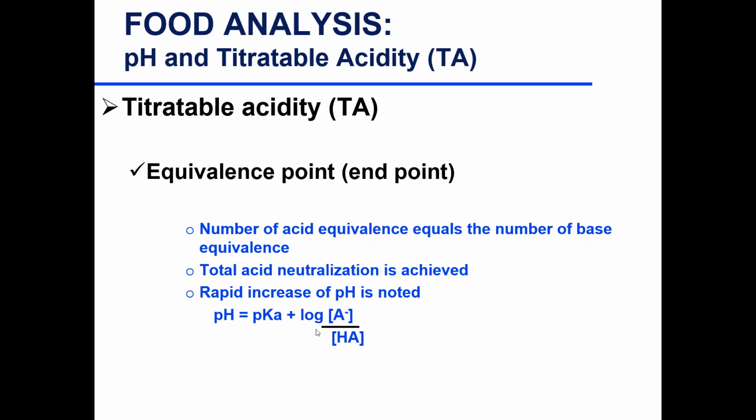In this case, the log of A minus over a very, very small concentration of HA will increase the pH dramatically. So you get a rapid increase of pH when we get to a point where HA is depleted or almost depleted. If you are measuring neutralization using a pH meter, you just detect a very quick increase in pH. And that's when you know that the titration is done. You reach the end point.